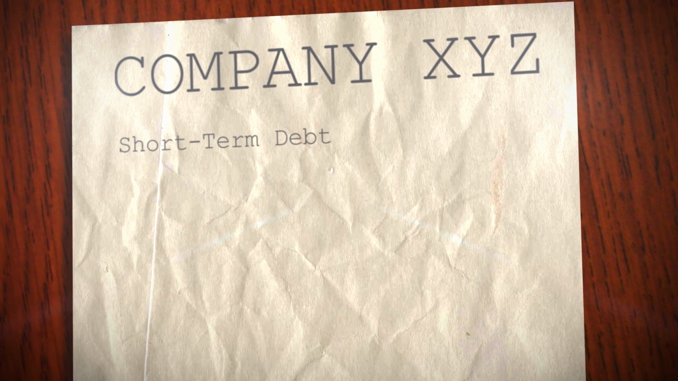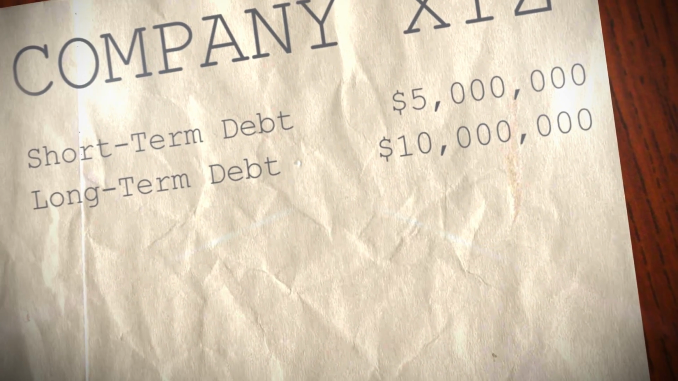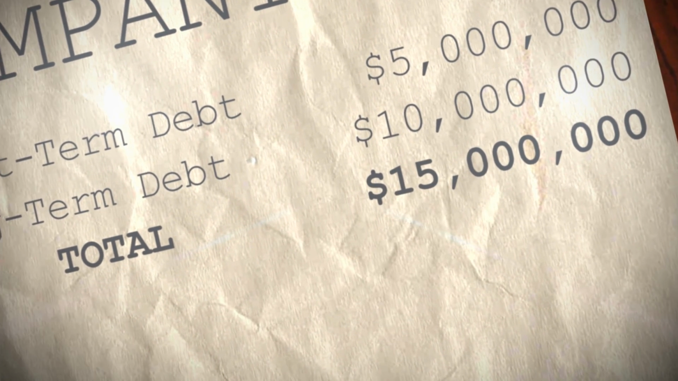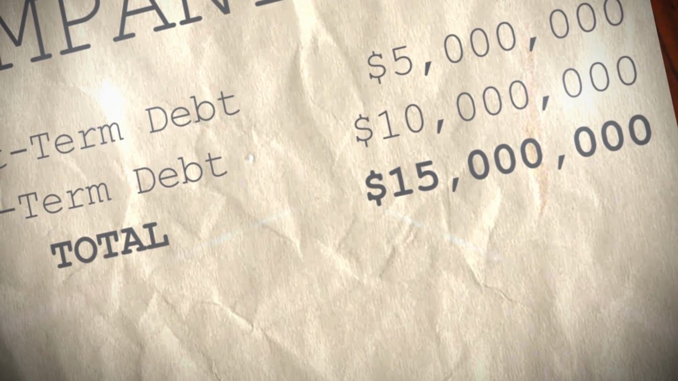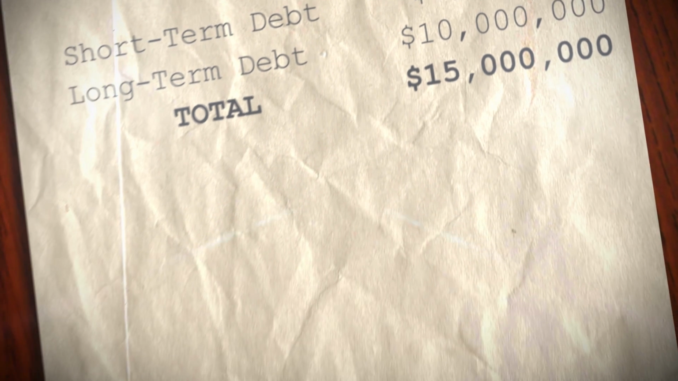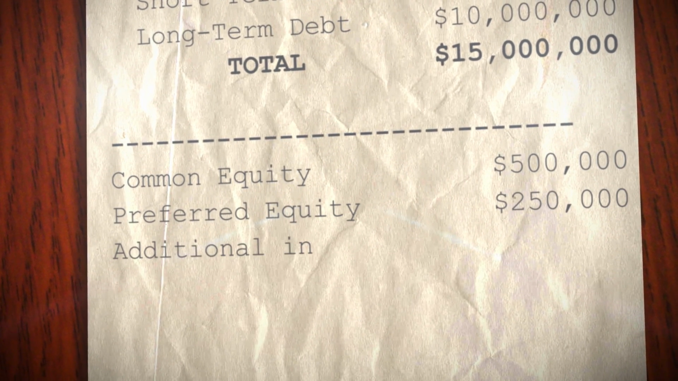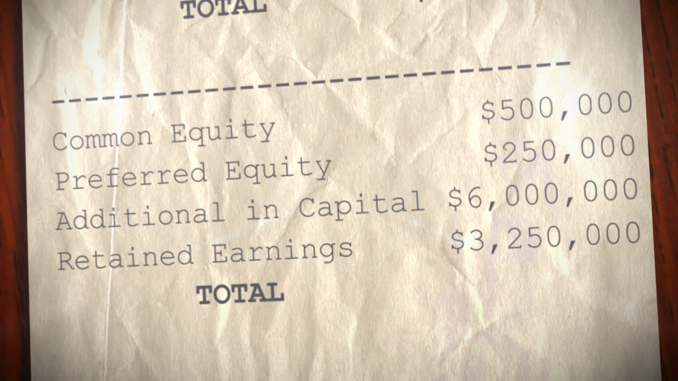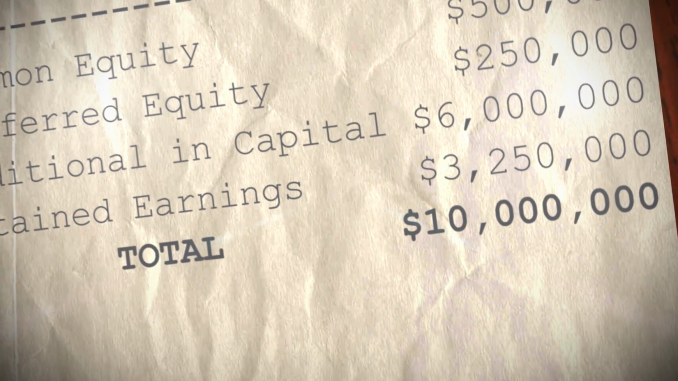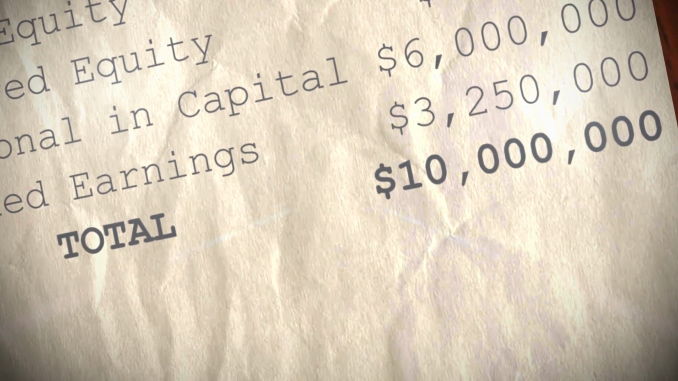As you can see, short-term debt plus long-term debt equals $15 million for company XYZ. To calculate total shareholders' equity, we add common equity, preferred equity, additional paid-in capital, and retained earnings. In this example, total shareholders' equity equals $10 million.